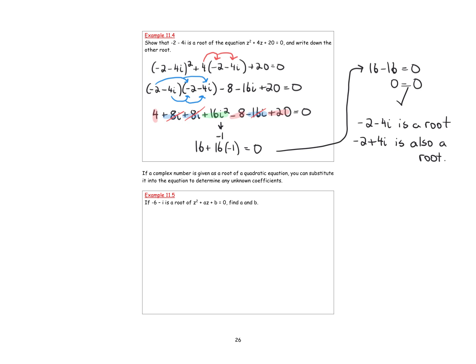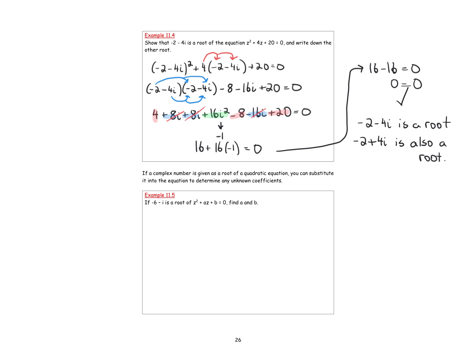We've now finished that question. It said show that minus 2 minus 4i is a root of the equation and write down the other root. We have shown that the left hand side is equal to the right hand side when you sub in the root, which is minus 2 minus 4i, and then another root is always going to be the conjugate.